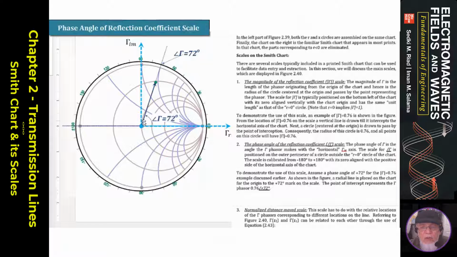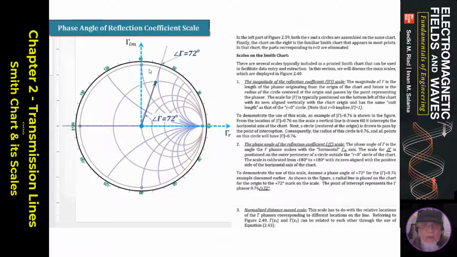That gamma phasor here has a magnitude and an angle. The angle is right there, and here's our first scale that we will be describing. The scale starts here as a 0 angle and goes all the way to 180 degrees plus or minus, so we have the negative angles on the other side. So the first scale that we are talking about here is the phase angle of gamma, which goes from 0 to plus or minus 180 degrees. In the notes it's actually number 2 right there, the phase angle of the reflection coefficient gamma scale.